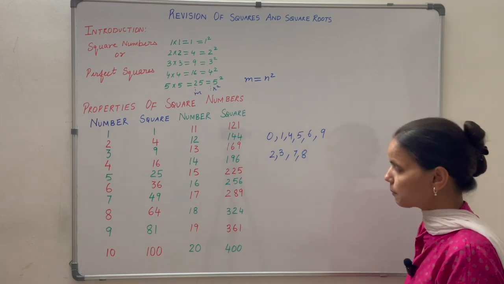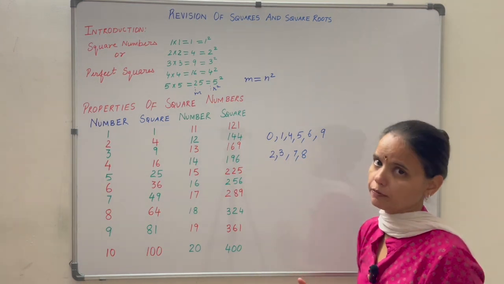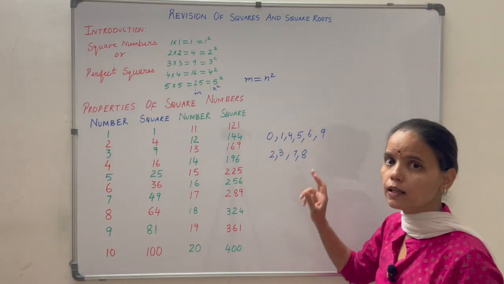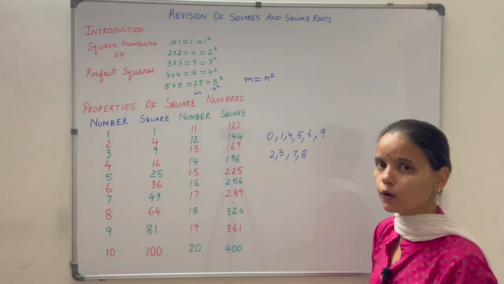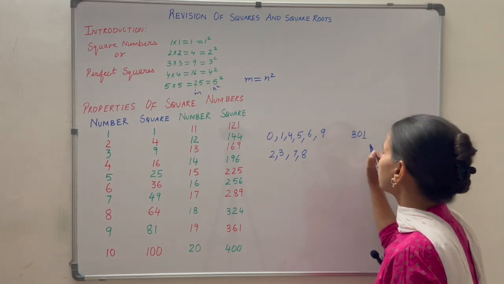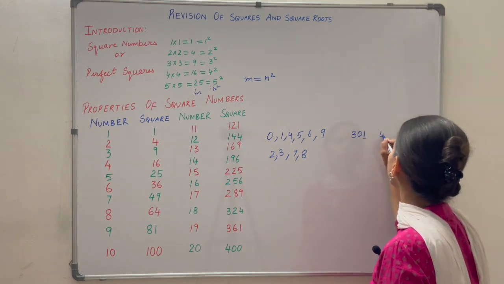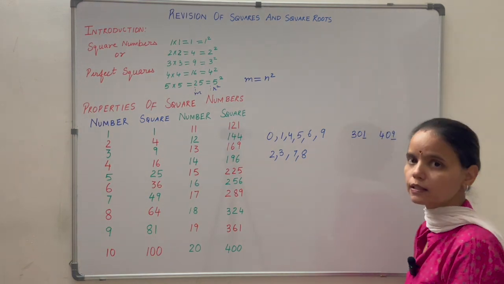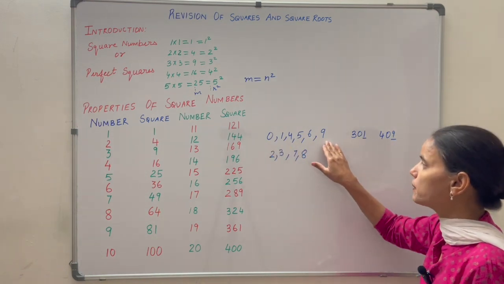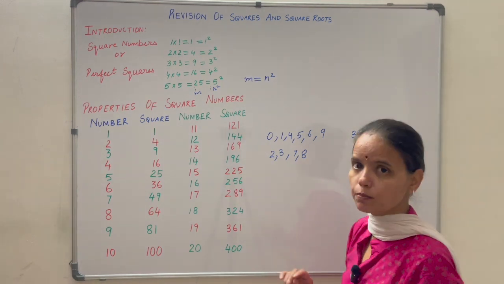That means if a number ends with 2, 3, 7 or 8, it is definitely not a perfect square. But if a number ends with 0, 1, 4, 5, 6 or 9, then it may or may not be a perfect square. For example, if I give you 301, this ends with 1, but it is not a perfect square. Similarly 409 ends with 9, but it is not a perfect square. So if the number ends with any of these digits, it may or may not be a perfect square. Now let us see some more properties.